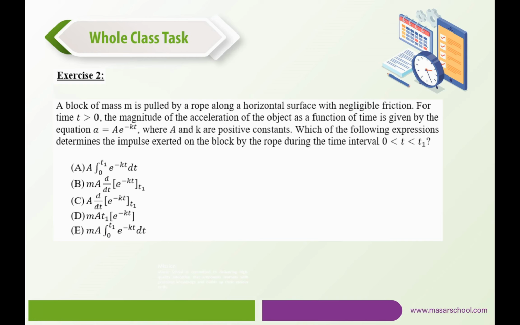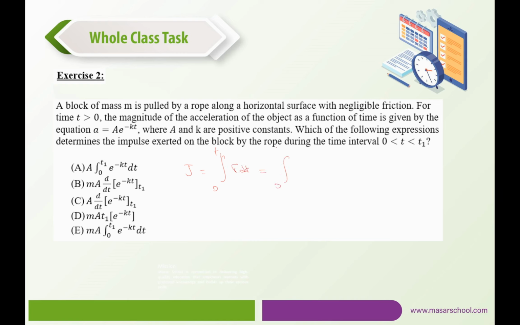Now exercise 2. A block of mass m is pulled by a rope along a horizontal surface with negligible friction for time t positive. The magnitude of the acceleration of the object as a function of time is given by an exponential decay, where A and K are positive constants. Which of the following expressions determines the impulse exerted on the block by the rope during the time interval from 0 to t1? So the impulse in this case can be utilized as the integral from 0 to t1, as has been specified, of F dt.